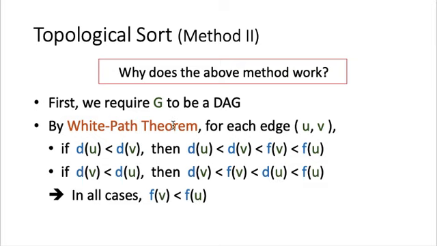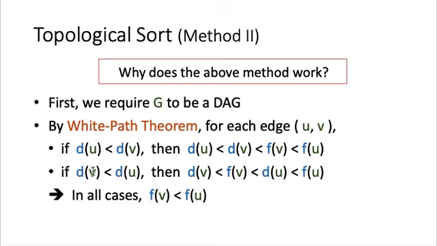So why is it true? There are actually two cases: either du is smaller or dv is smaller. If du is smaller, then u is discovered first, and then there is an edge uv. By the white path theorem, v will be a descendant of u, and so we will have the ordering u v v u, and in that case f of v will be less than f of u.